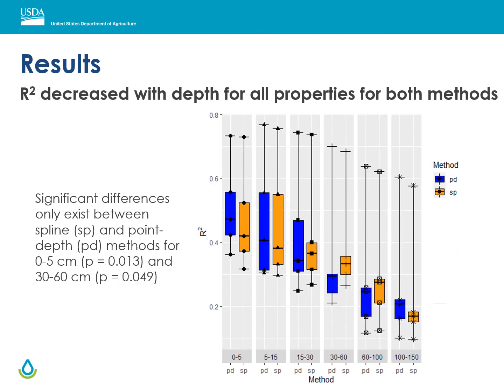When we compared R² between the two methods by depth, we saw a general trend of decreasing model performance with depth. This trend is expected given there is quite a bit less training data available for the deeper horizons.